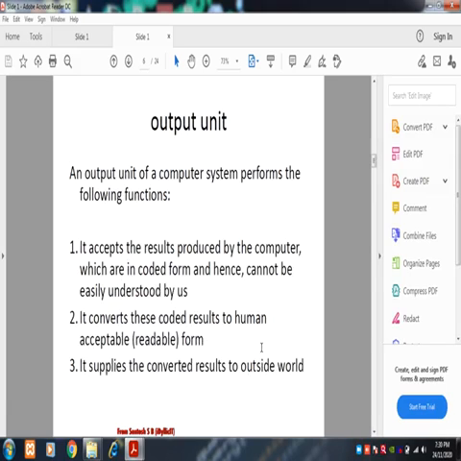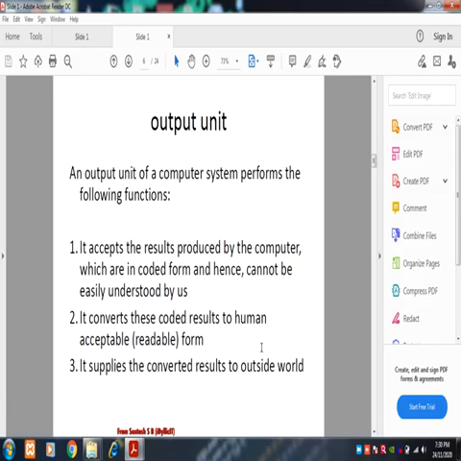So the next one is the output unit. Okay, we know that one. So what is the function of this output unit? It accepts the results produced by the computer, which are in coded form and hence cannot be easily understood by us. Yes, definitely.